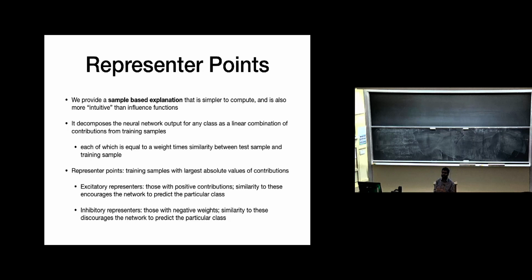And similarly, I can talk about inhibitory points, which would discourage the network from predicting a dog. Some training data points would have positive influences for that class, and some training data points have negative influences for some class. And again, this is just based on the contributions. I don't need to do a really expensive sensitivity analysis, which just does not scale.